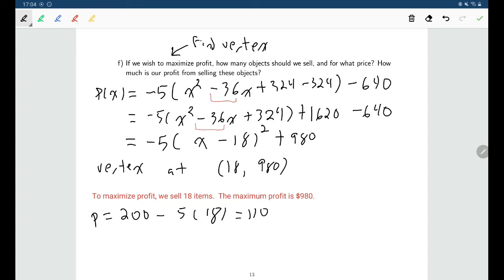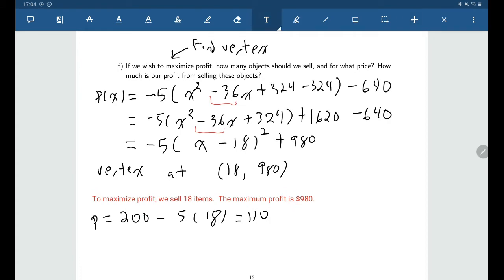So that means that if we want to maximize our profit, we sell each item for $110. And just to check here, you're selling 18 items for $110. You can go back and double check, looking at your revenue equation and your cost equation, that together selling 18 items at $110 each would give you a profit of $980.